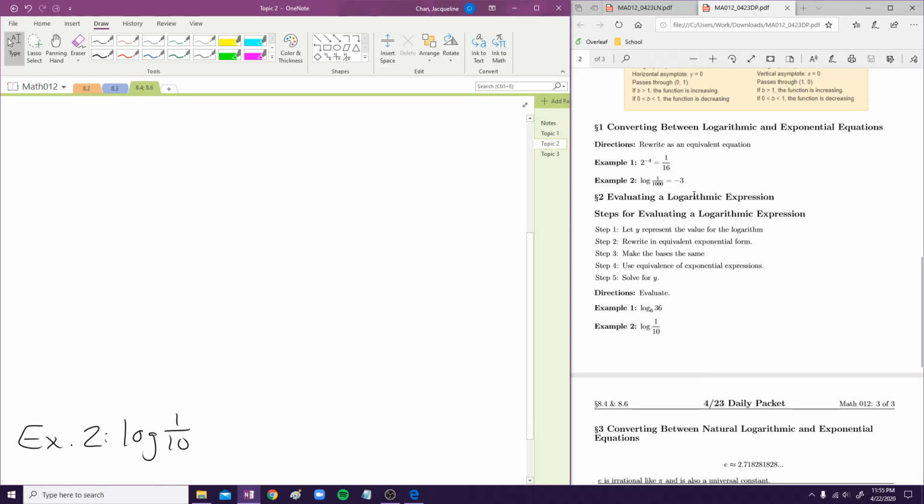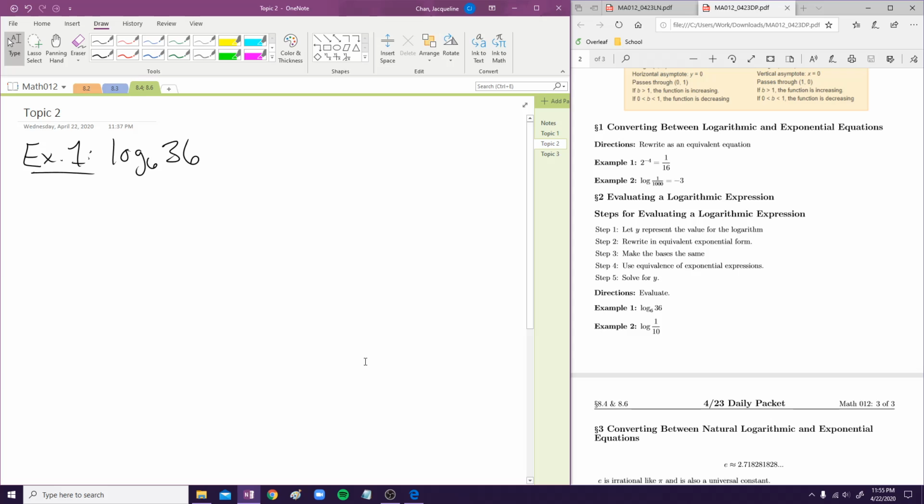Now that we know how to convert logarithmic and exponential functions, let's put that into use and use it to evaluate logarithmic expressions. Below or to the right, you can see that I put steps on how to evaluate, so we will follow those steps when we do these examples.